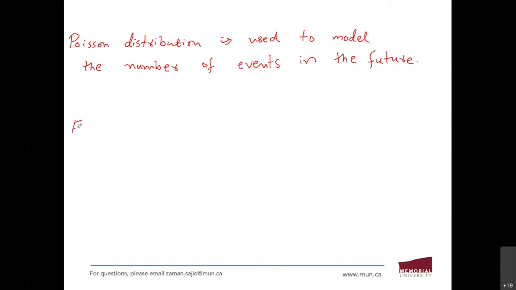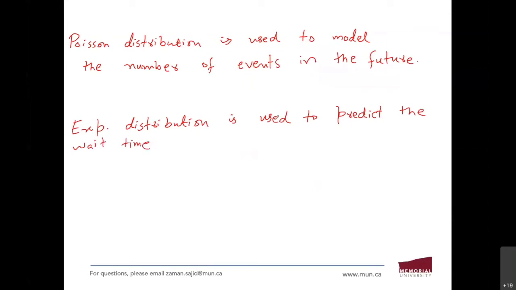Exponential distribution, as I discussed earlier as well, is used to predict the wait time until the very first event.